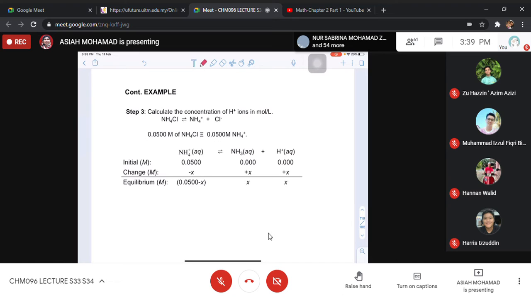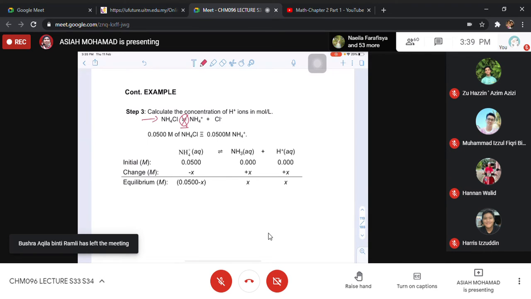So NH4Cl dissociates to produce NH4 plus and Cl minus. Notice here the arrow used is wrong, because dissociation of salt is 100%, meaning it fully dissociates in water, so you need to use a single-headed arrow. But for hydrolysis of salt, yes, this is correct.